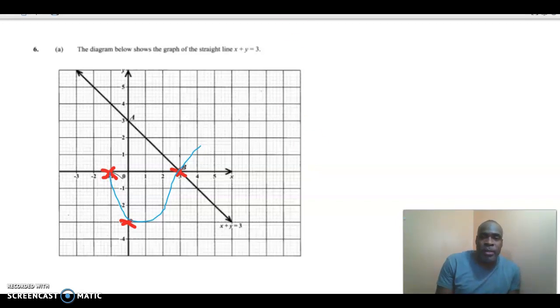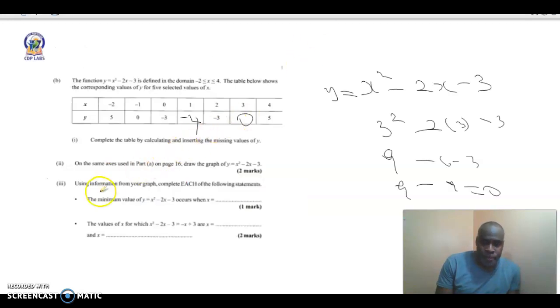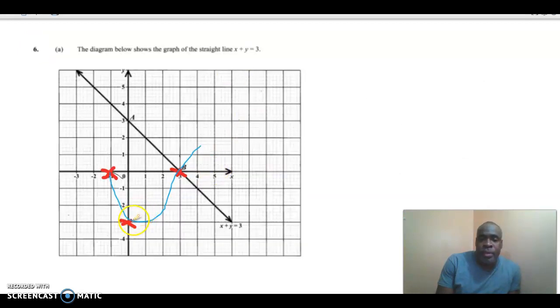So let's go back now to the question. We did part 2, we drew the graph. So let's say now, using the information from the graph, complete each of the following statements. The maximum value of y occurs when x is equal to, the minimum value of y occurs when x is equal to what? So let's look at that now. Let's go back to the graph.